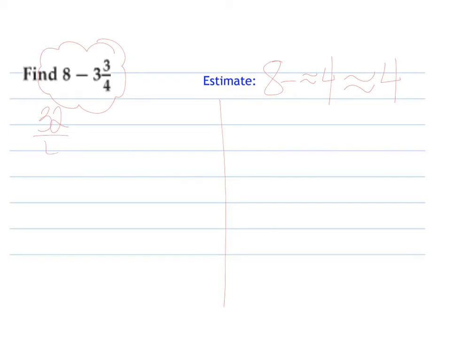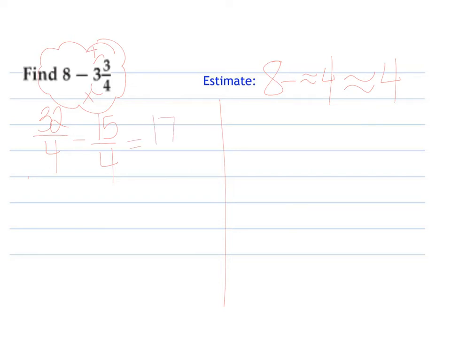So I could rewrite this as 32/4, because remember, our fraction bar means division. So 32/4 is the same as 8. And then 3 3/4, I'm going to change that to an improper fraction as well. So remember, it's 4 times 3, which is 12, plus 3, which is 15, so 15/4. 32/4 minus 15/4, so 32 minus 15, 32 minus 10 is 22, and then subtract 5 more, so I would get 17/4.